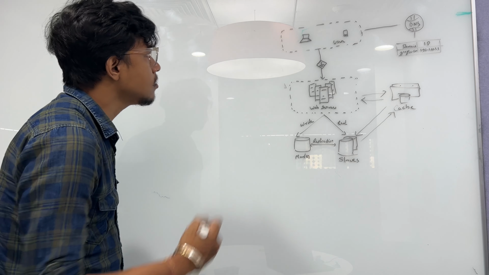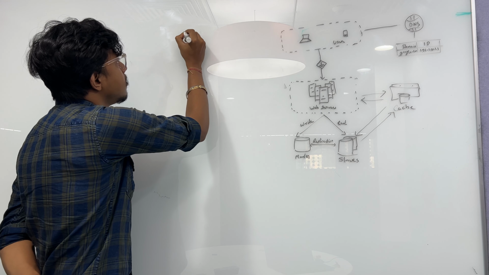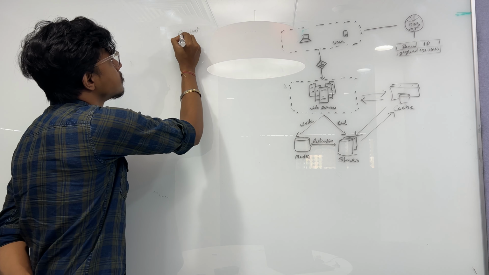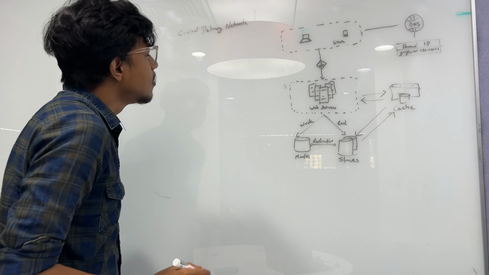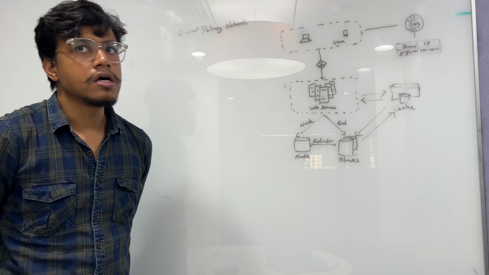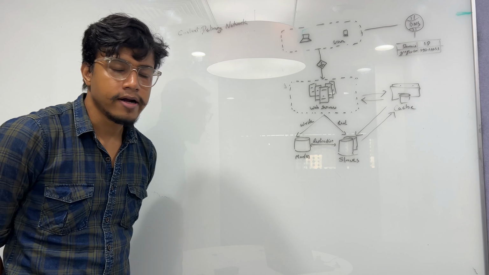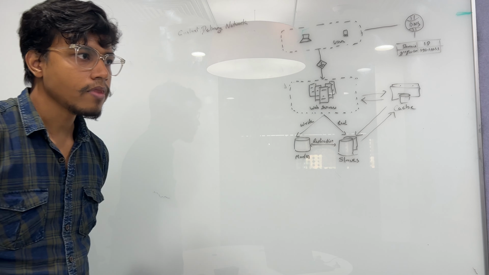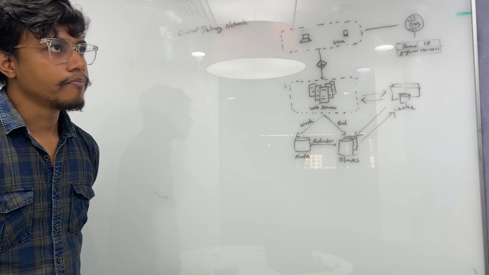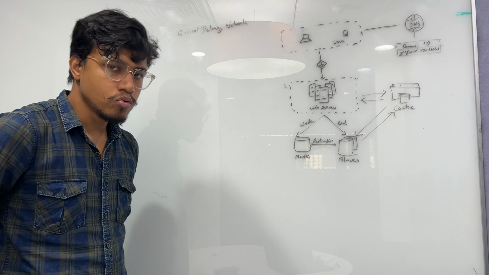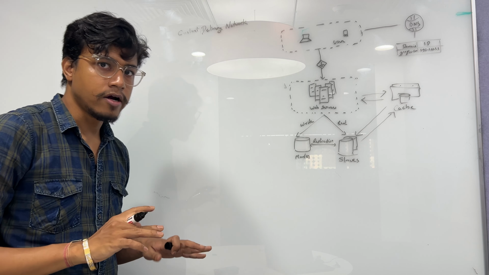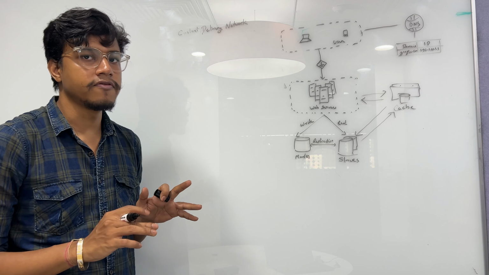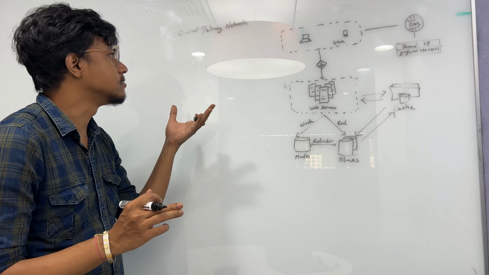CDN is called a Content Delivery Network. I have to write very slowly because this marker is not working. A CDN is a similar component to a cache, which we talked about in our last episode. Functionality wise, these two act as the same kind of component, but there are fundamental differences which differentiate caches and CDNs.